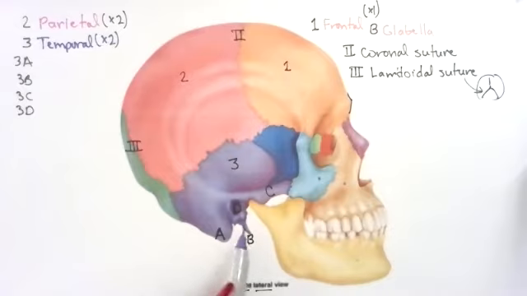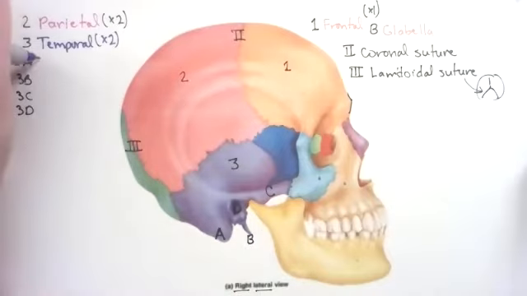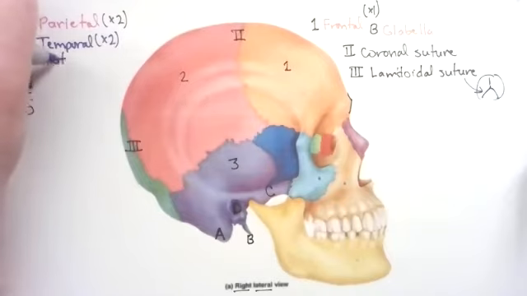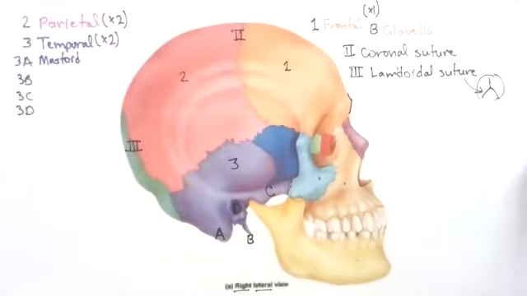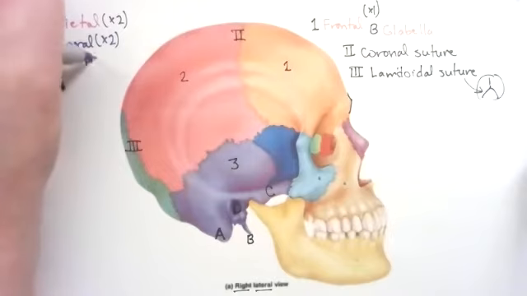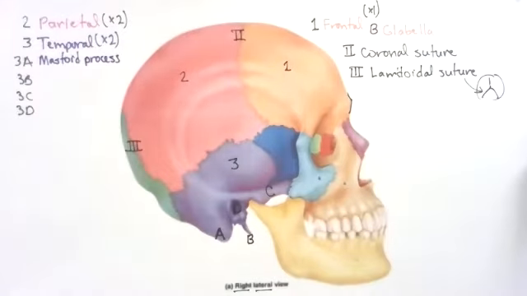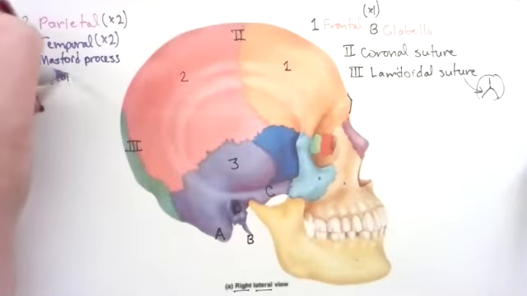So 3A, we learned that a projection of bone is called a process, and A and B both have the term process. A is called the mastoid process, and B is called the styloid process. And the names again come from the way that they look. So let's write down 3A is mastoid process, M-A-S-T-O-I-D process. B is the styloid process, S-T-Y-L-O-I-D.